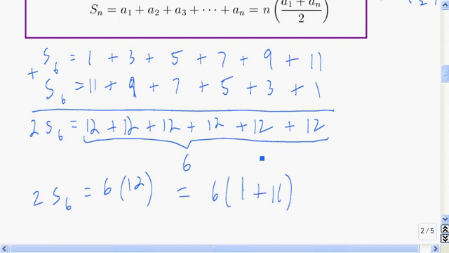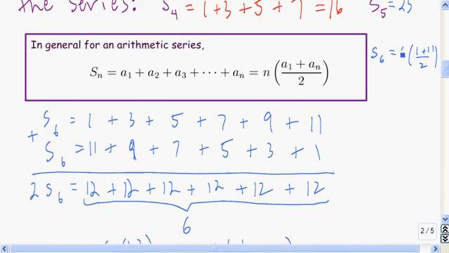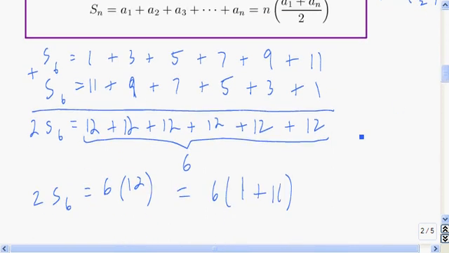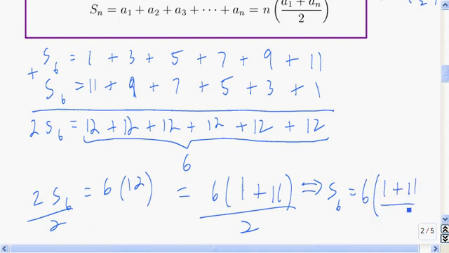Again, why am I doing it in this convoluted way? Because I'm illustrating the proof for the general formula, which isn't always easy. Alright, so now remember we actually just wanted to find S sub 6. So we solve this for S sub 6, we divide by 2. So that means that S sub 6 equals this whole thing divided by 2, or we can write it as 1 plus 11 over 2 in the parentheses. Okay, so again, that's how you prove it in general, which is a pretty cool proof.